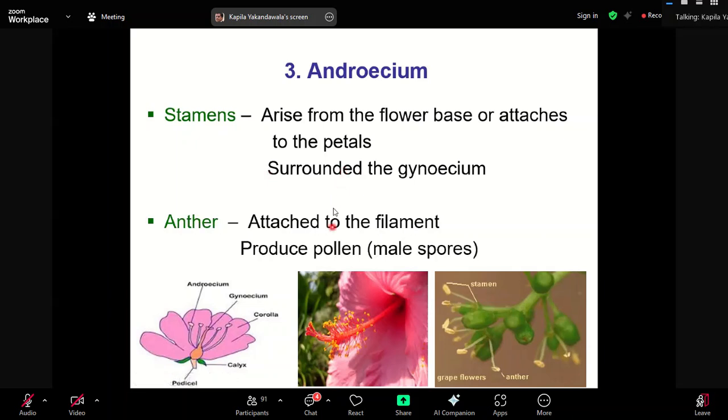These stamens are usually surrounded by the gynoecium. Stamen has two parts. This is called anther and this is called filament, right? Anther and filament. So you know, this anther produces pollen or male spores.